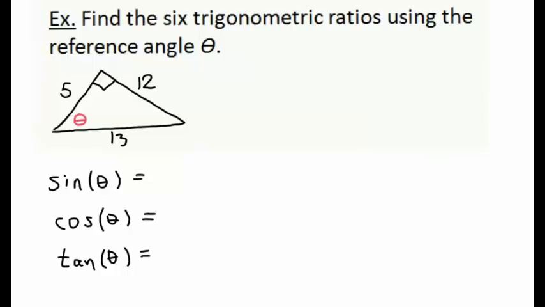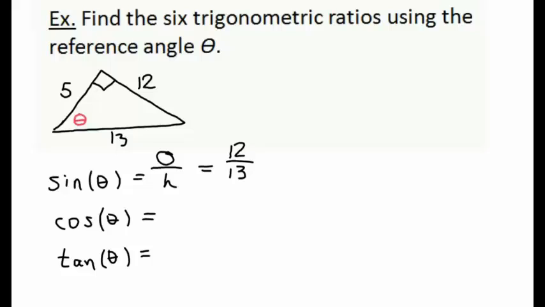In this example, we're going to find the 6 trigonometric ratios using the reference angle theta given in this triangle here. Let's begin with sine of theta. Remember, sine of theta is opposite over hypotenuse, and the opposite from our reference angle theta is going to be the value of 12. So here, opposite over hypotenuse is going to give us 12 over 13.